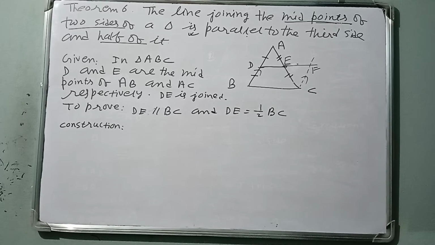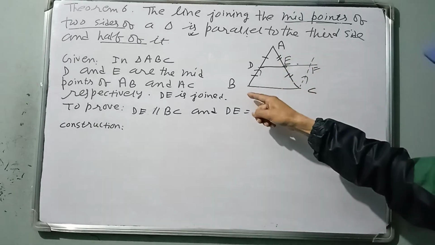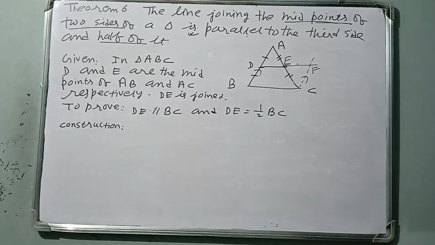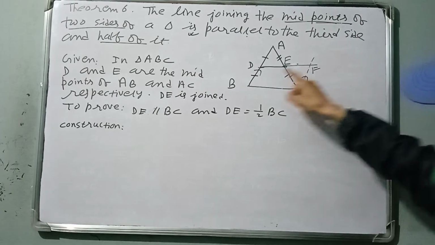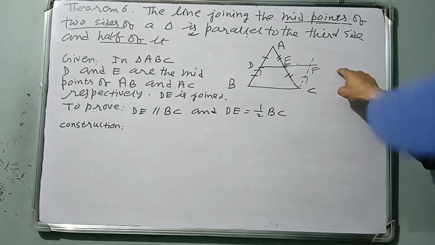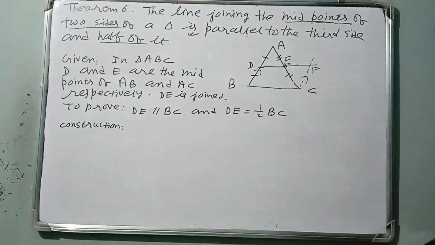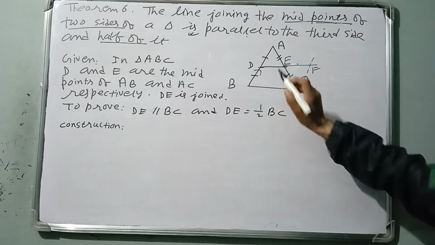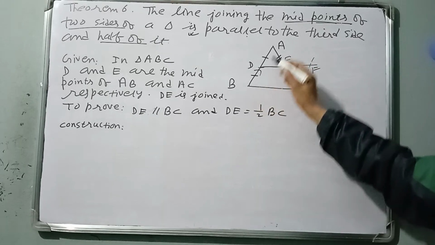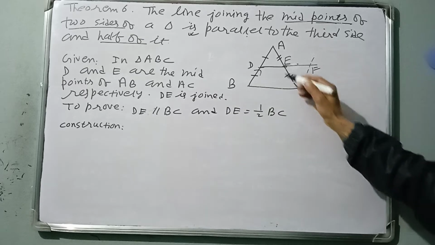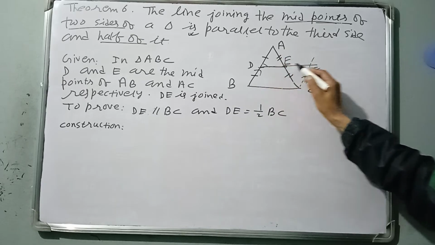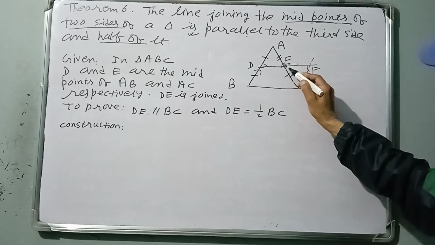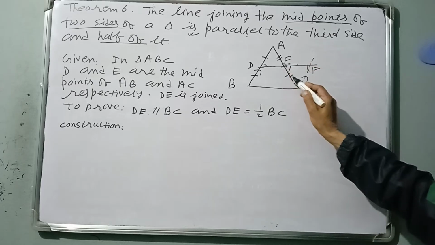See, what to do? A line CF is drawn parallel to BA, and DE is produced to F. AD equals DB. I give you hints. If this and this are parallel, what can be done with the angle? This angle is equal. This angle equals this angle, this side equals this side.